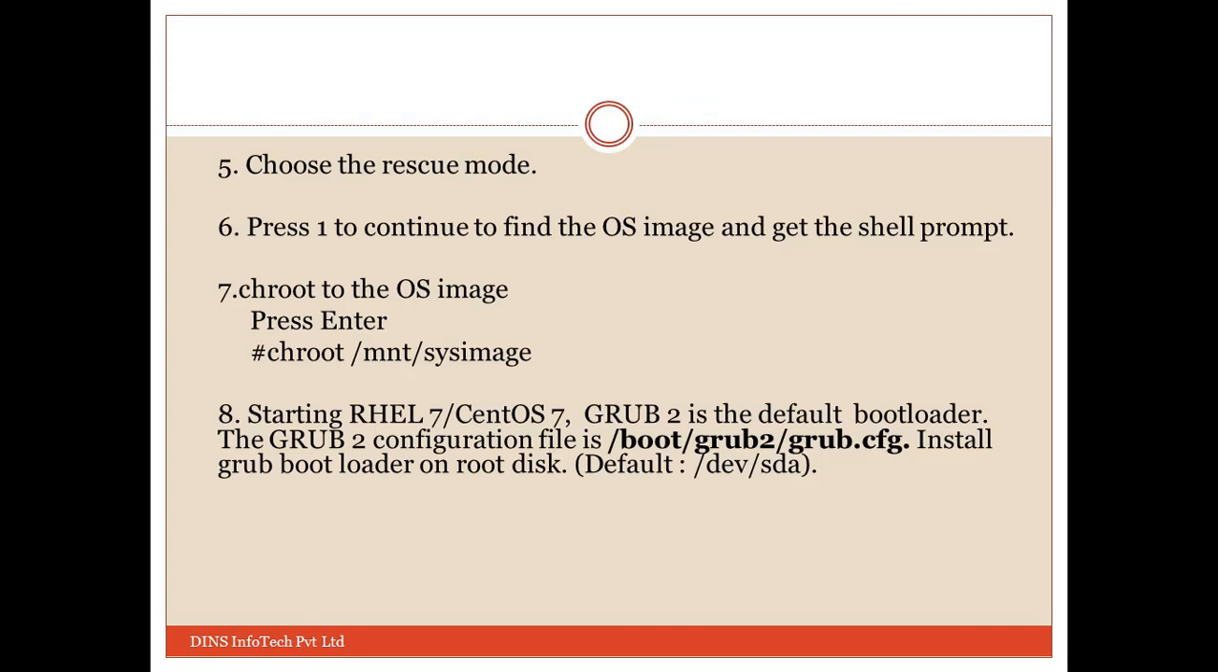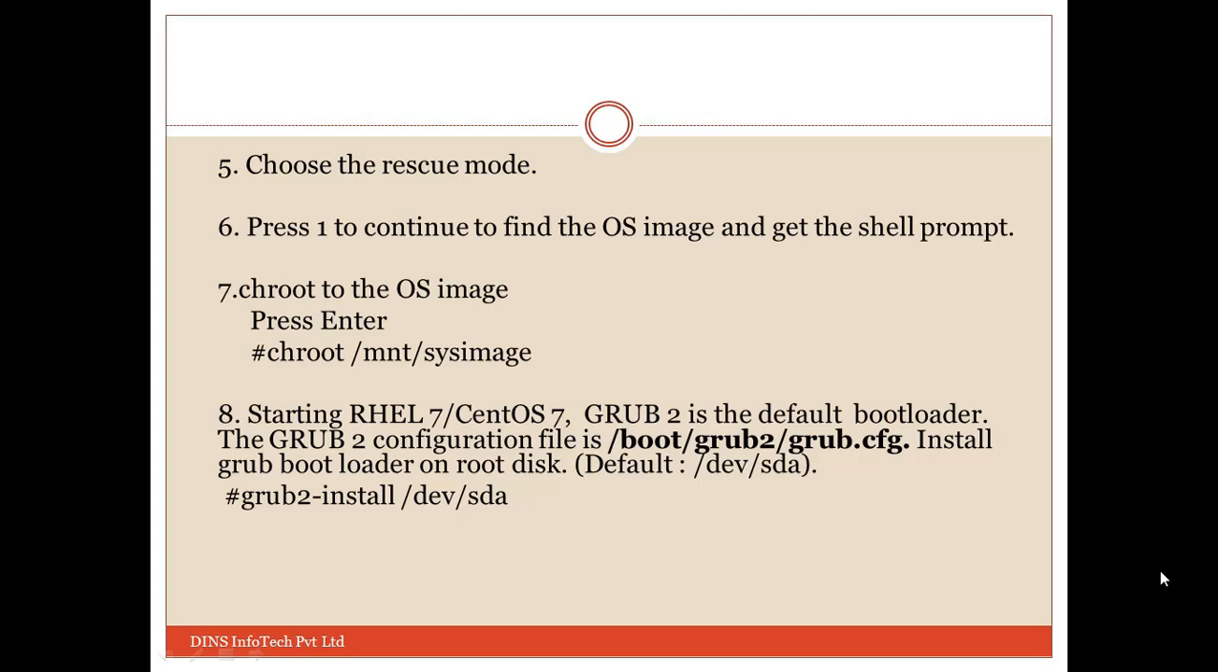Then it asks to enter into the rescue mode. So we need to enter into the rescue mode. Then it will ask to type 1. Just press 1 to continue to find the OS image and get the shell prompt. So here we'll get the shell prompt. On the shell prompt we need to enter one command, chroot /mnt/sysimage.